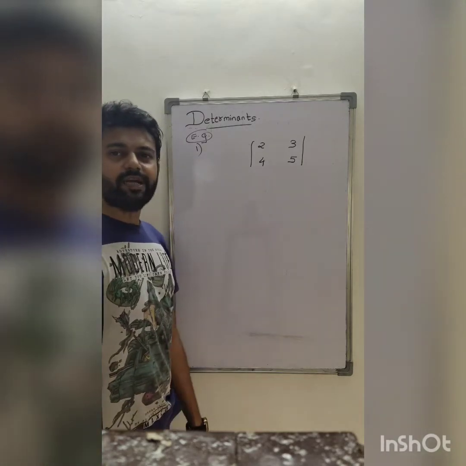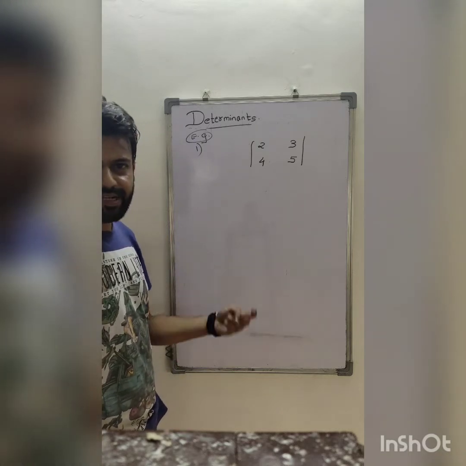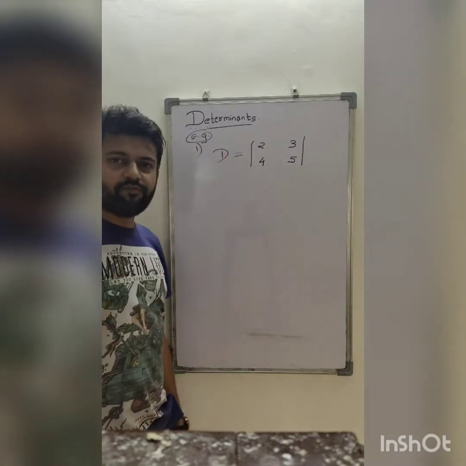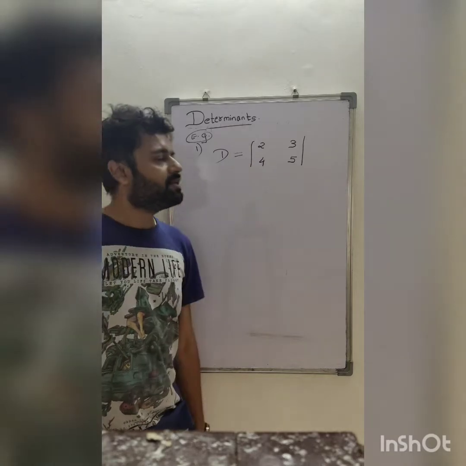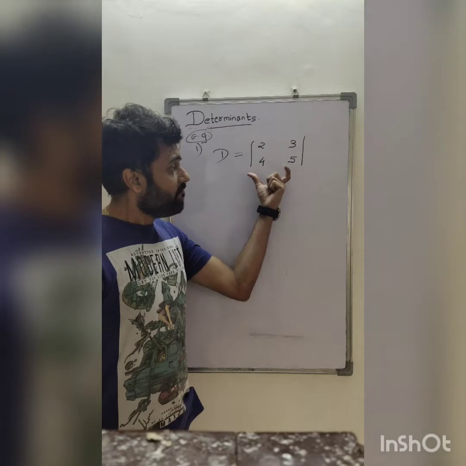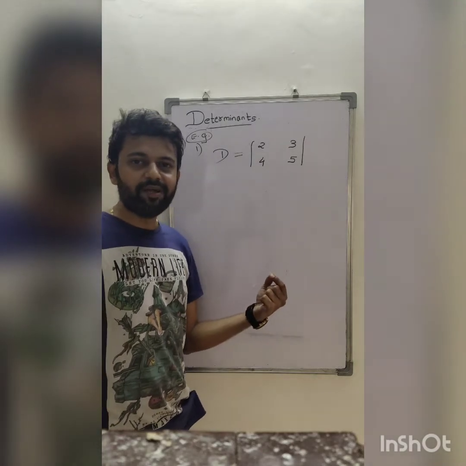A determinant is usually denoted by a capital letter A, B, C, D, E, F, G, H. Suppose we denote it by capital letter D, then this becomes a determinant. Every determinant has a value. We can find the value of the determinant.